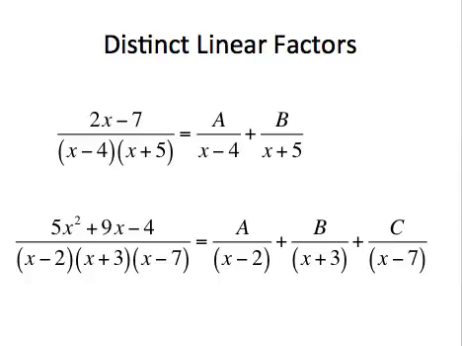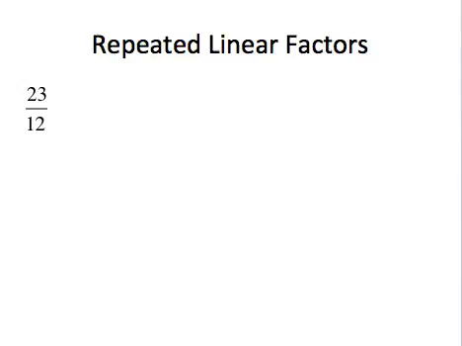Our next example is going to be for repeated linear factors. And the arithmetic fraction we're going to start with here is 23 over 12. 12 is 4 times 3, or 2 squared times 3. So we have a repeated factor in the denominator. We want to think about the kinds of fractions we could build to get 23/12 as the result. So indeed, 3 is there once, but 2 is a repeated factor.